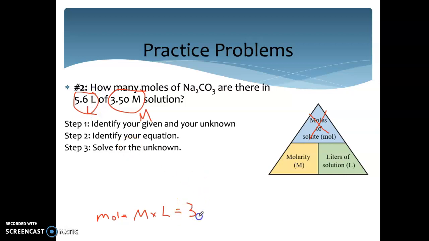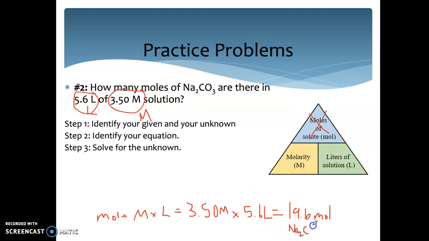So I'm multiplying these two. I get 3.50 M times 5.6 liters. I actually don't have my calculator with me, so I can try to plug it into my phone quick. But 3.5 times 5.6 gives me 19.6. We're not worried about sig figs here. 19.6 moles of sodium carbonate, Na2CO3.